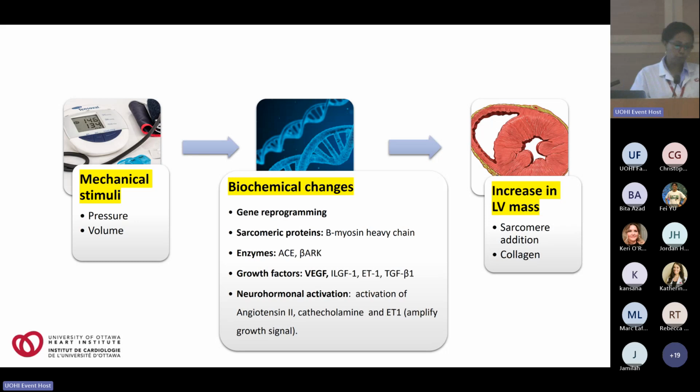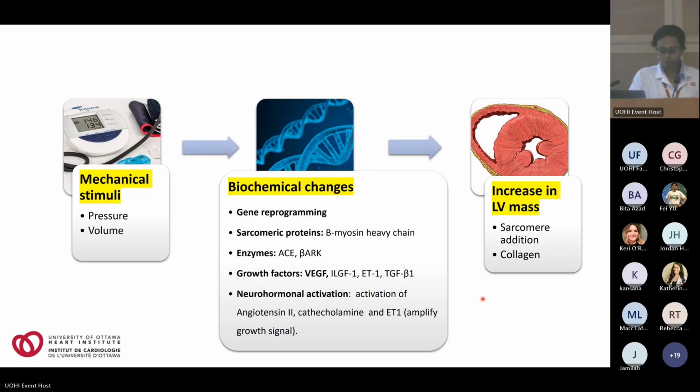So under pressure or volume loading conditions, the mechanical input is transduced into a biochemical event that modifies gene reprogramming. It includes genes that regulate motor unit composition, energy metabolism, or hormonal pathways. There may be activation of trophic peptides, such as angiotensin 2, aldosterone, or catecholamines, resulting in expression of specific growth factors that contribute to the hypertrophy. And all of this finally leads to sarcomeric addition and increase in LV mass.